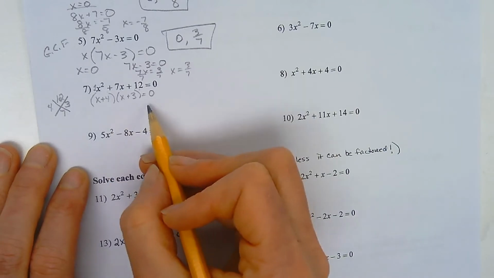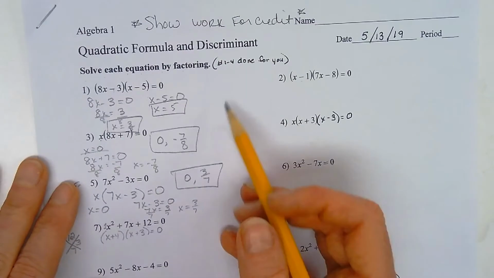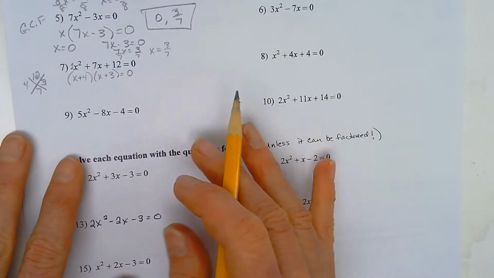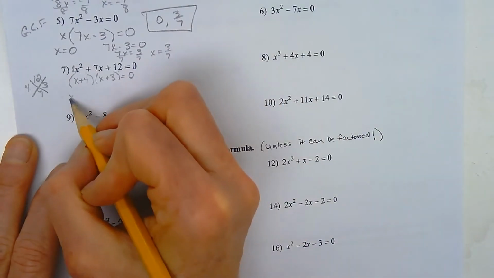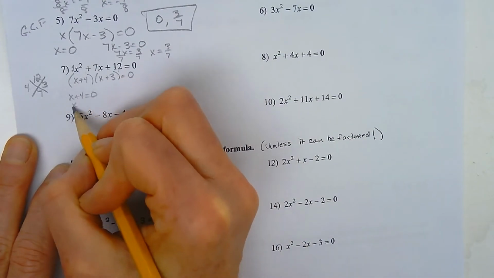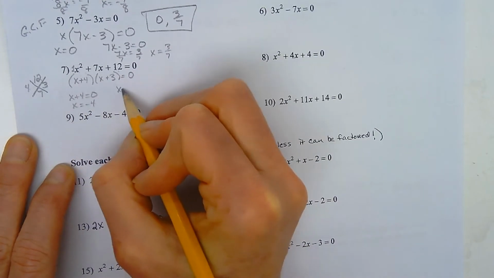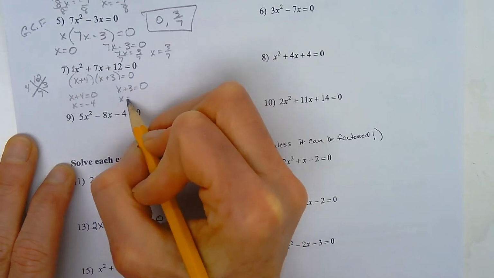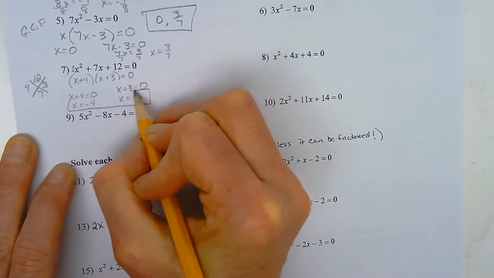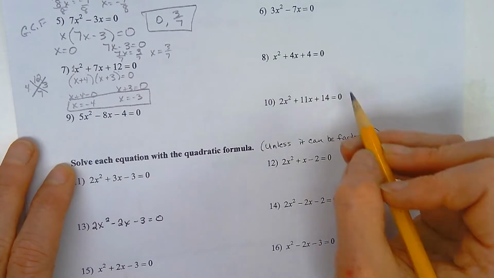And now it's factored, and it looks a lot like the ones that are up here. And once it's factored, I can just set each factor equal to 0. So x plus 4 equals 0, which means that x equals negative 4, and x plus 3 equals 0, which means that x equals negative 3. And those are the 2 solutions for number 7. Now number 8, you'll do the same thing.